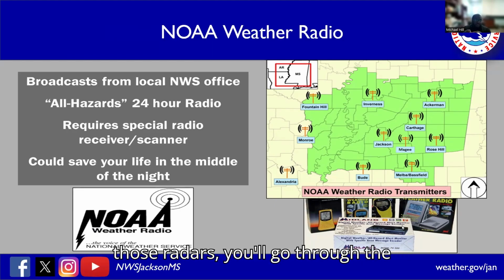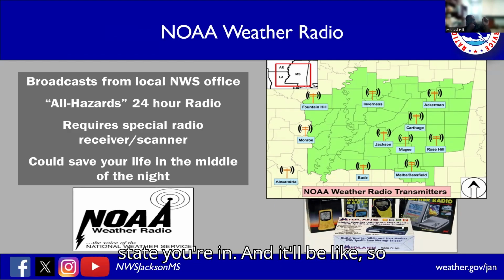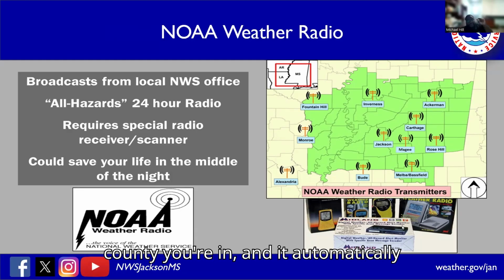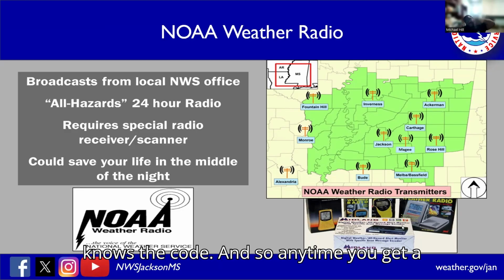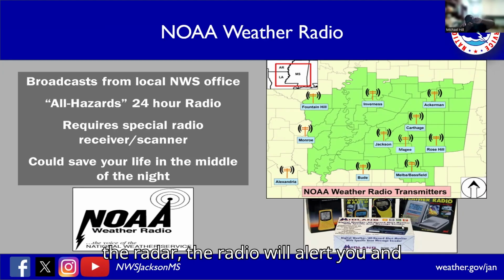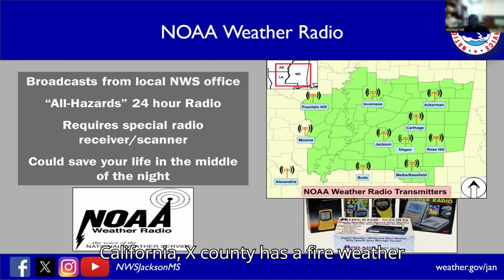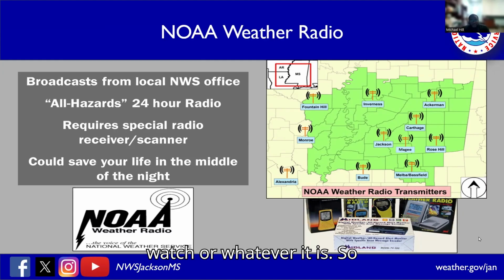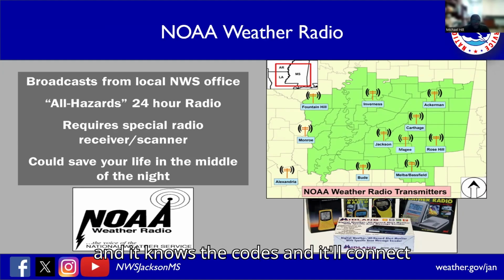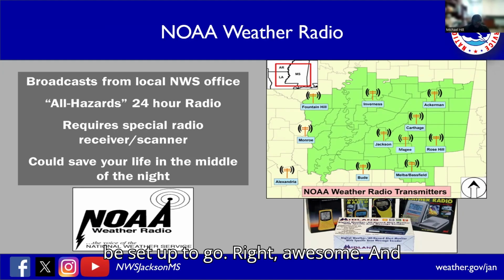So when you get those radios, you'll go through the programming of the radio. It'll ask what state you're in, so for instance, you're in California, you put in whatever state you're in, whatever county you're in, and it automatically knows the code. And so anytime you get a warning for your county, the radio will alert you to say, hey, in Southern California, X county has a fire weather watch or whatever it is. So it'll automatically know where you are, it knows the codes, and it'll connect to the correct transmitter, and you'll be set up to go.